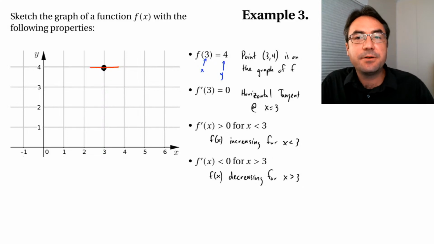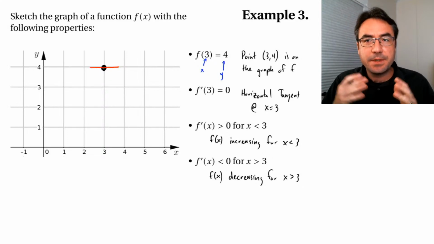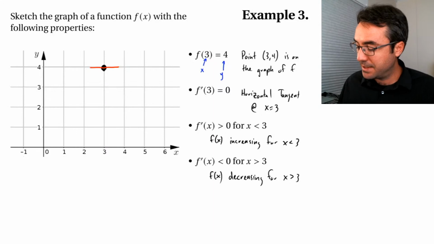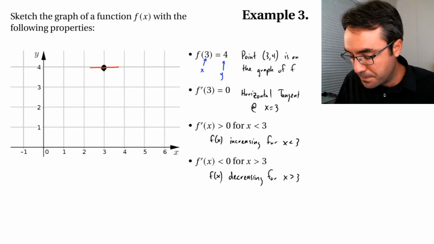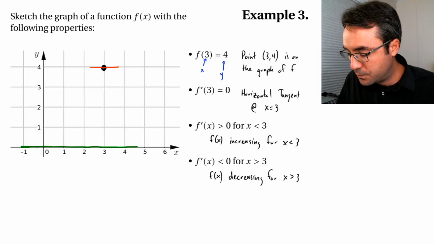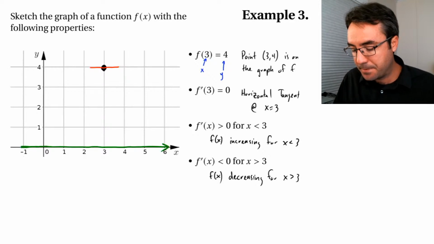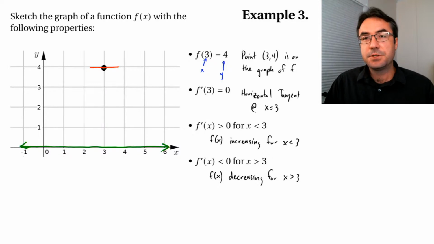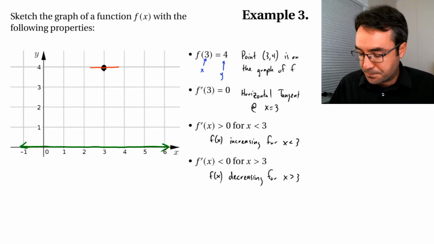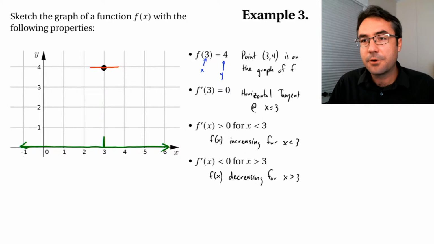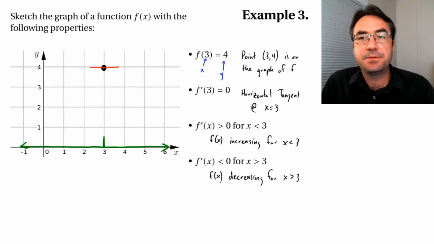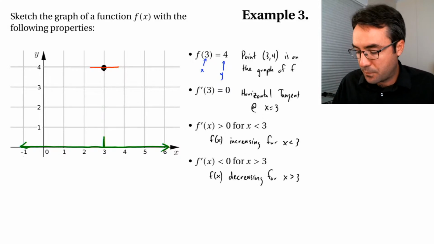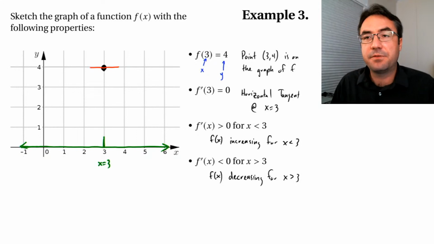So we see there's a lot happening at x equals 3. So let's draw this out. At x equals 3, our derivative is 0. So our graph flattens out.